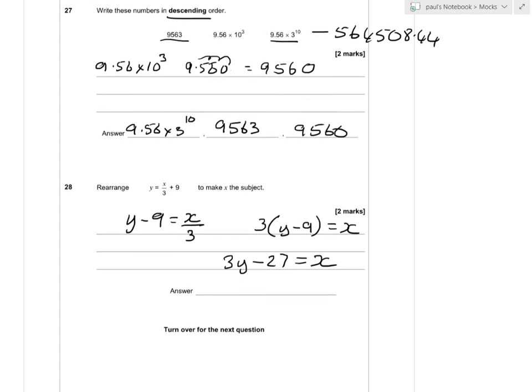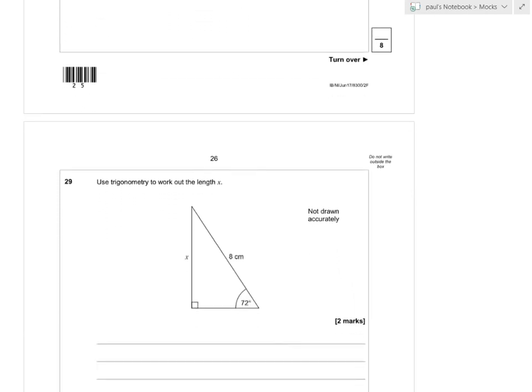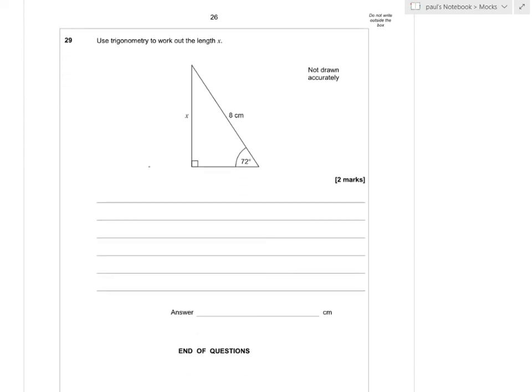Got any more? Next question. Use trigonometry to work out the length of x. Right, trigonometry. So, SOH CAH TOA. Yeah, let's label them up. Opposite and hypotenuse. Not interested in the adjacent, it doesn't come into it, yeah? So we want something with the opposite and the hypotenuse, which is sine.